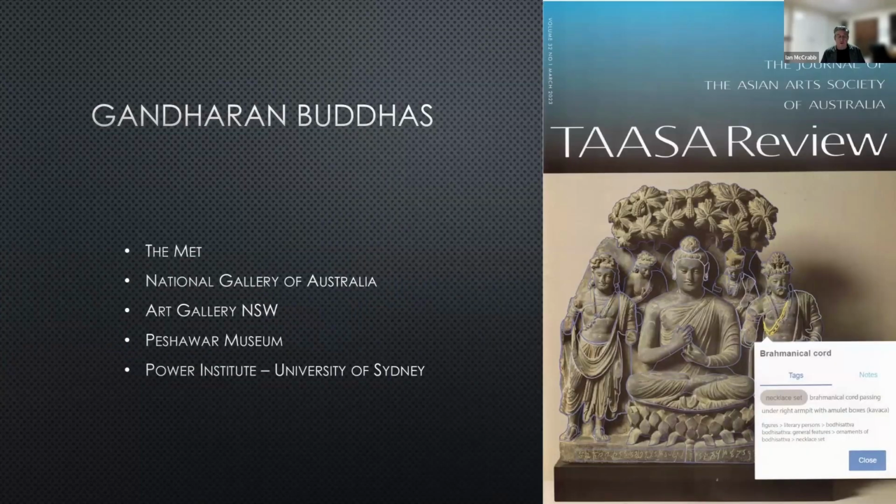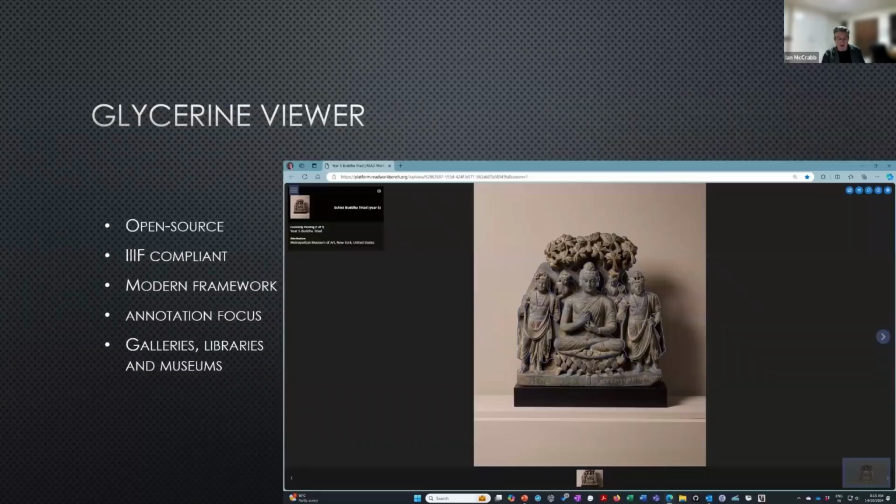I'll do a very quick walkthrough of a representative project. This is one where we partnered with galleries and museums with collections of Gandharan artifacts to demonstrate Glycerine Viewer. Our viewer supports the IIIF presentation API and manifests built with Glycerine or with other compliant tools. It's been developed with the Vue 3 framework and it really has an elegant interface. Our focus is to build out a comprehensive annotation feature set around use cases for galleries, libraries, and museums. Of course, it's open source and on GitHub for community collaboration.